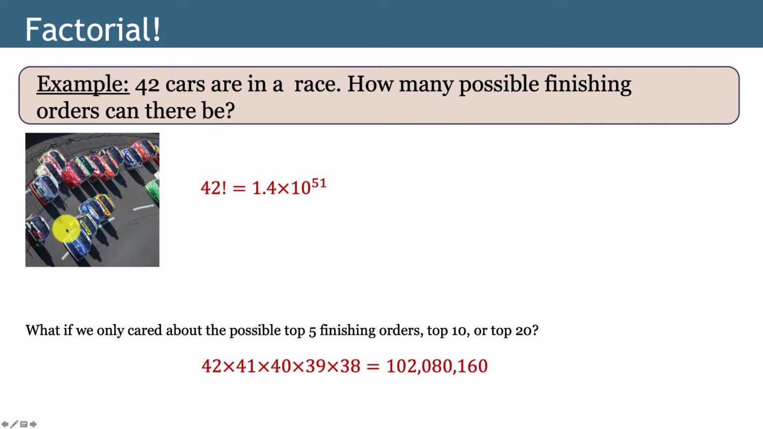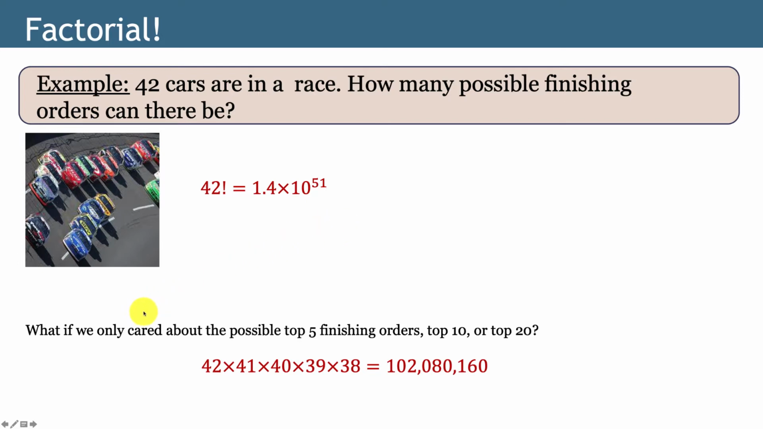But how can we use this? Well, let's say you're at a NASCAR race. 42 cars start a race. How many possible finishing orders are there? Well, there's 42 choices for first, then 41 for second, 40 for third, etc. So if you crank that out, that'd be 42 factorial, which is a really large number, 1.4 times 10 to the 51st power. Huge. So a huge number of possible finishing orders.